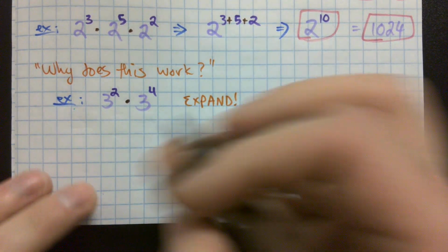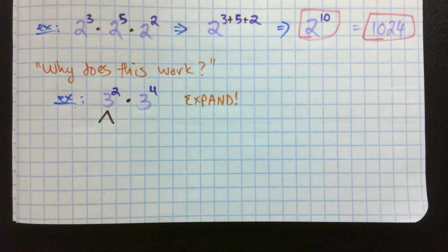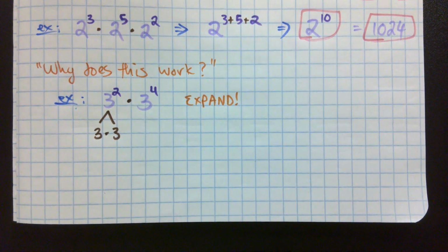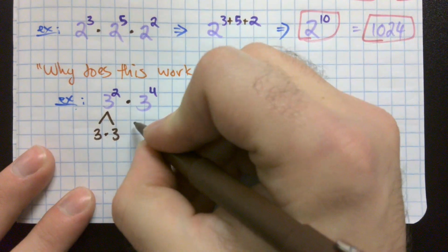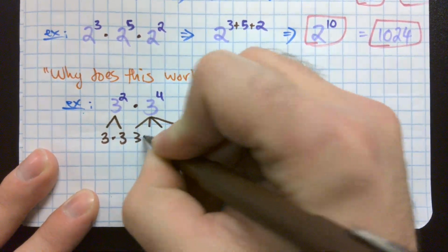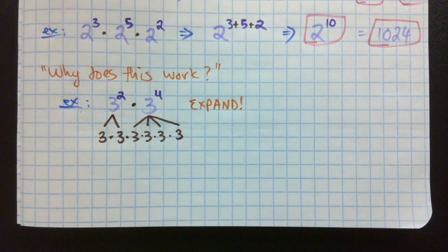3 to the 2nd power, if we wanted to expand that out, what would it look like? 3 times 3. What if we expanded 3 to the 4th? What would that one look like? 3 times 3 times 3 times 3 times 3 times 3. Right?